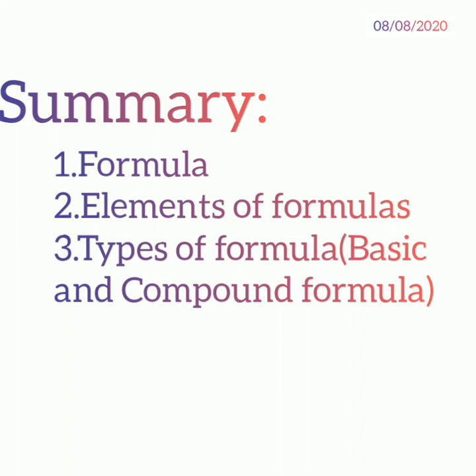Then we learned 2 types of formula: the first one basic formula and the second one compound formula. What is the difference between them? There is only one difference: a basic formula involves only one operator in a formula, whereas compound formulas are used when we need more than one operator to perform the calculation. I hope that you all are clear with today's objective.